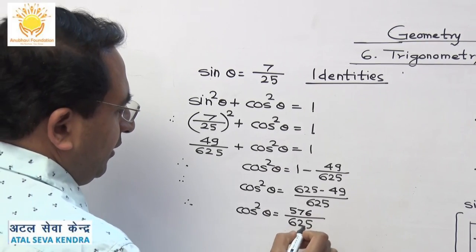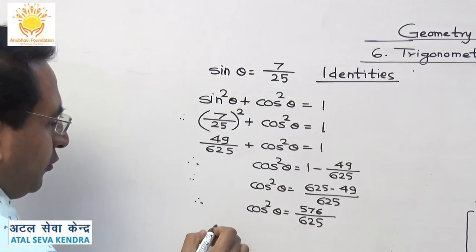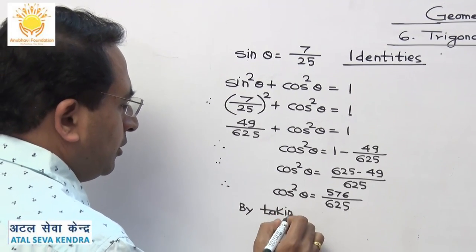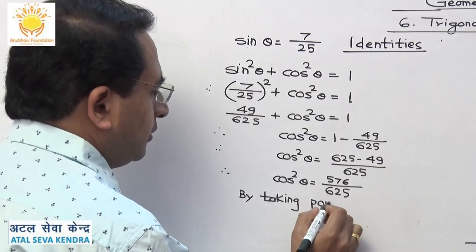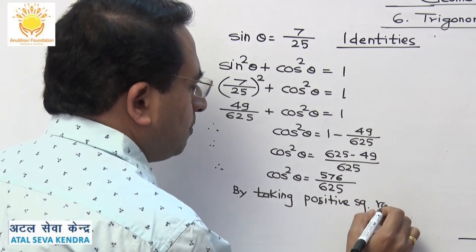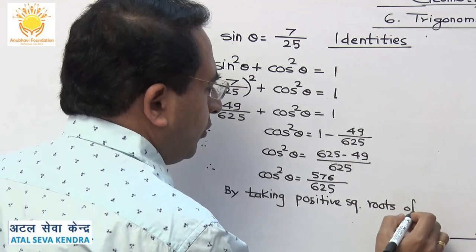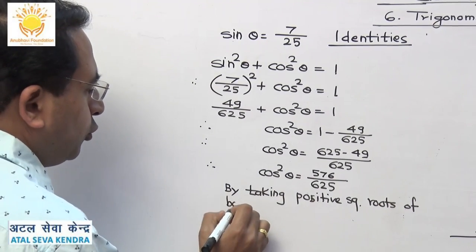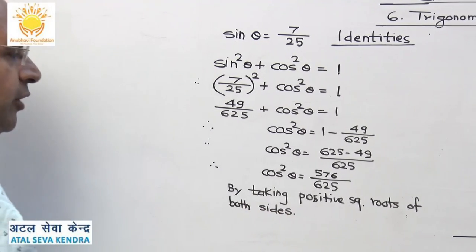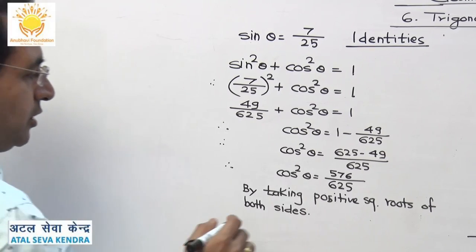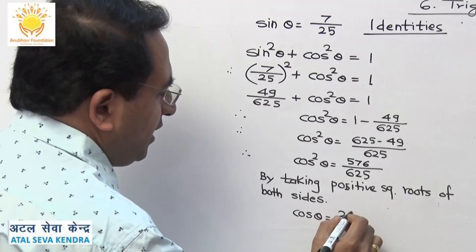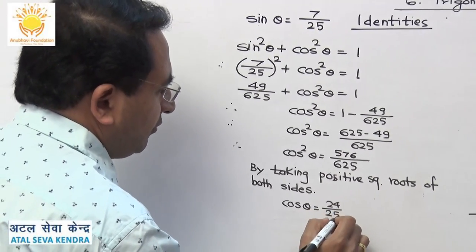And here of course we have to write by taking positive square roots of both sides. By taking positive square roots of both sides, we will get cos theta is equal to 24 upon 25.